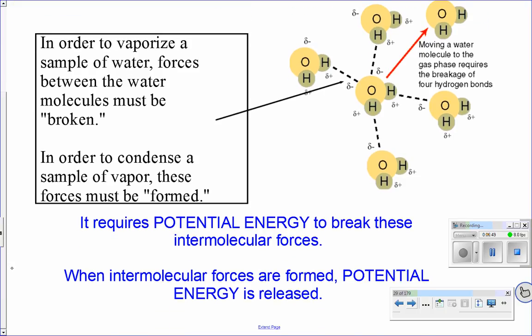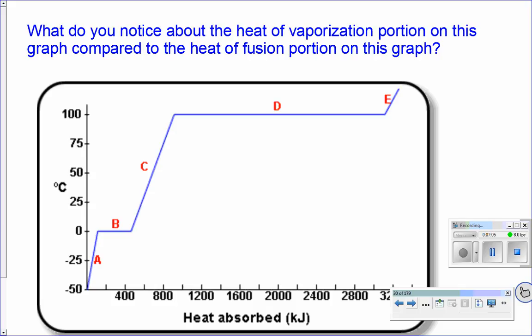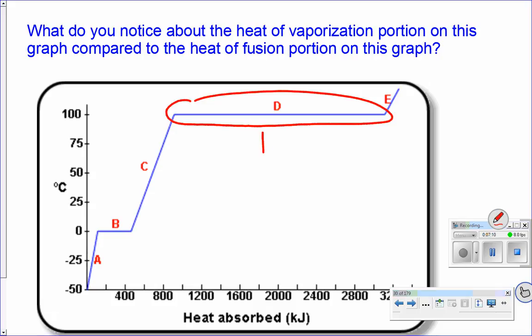Again, it requires potential energy to break these intermolecular forces. It's an input of energy. In order to cause these forces to form, we actually are removing potential energy, or potential energy gets released. The amount of energy involved is actually much larger typically. So if you look at region D on the graph, this would be your heat of vaporization right here. Heat of vaporization for a substance is usually much, much greater than the heat of fusion, and you'll see that's true for water. It actually takes a ton of energy to get those molecules to move far enough apart to then be in the gaseous state.